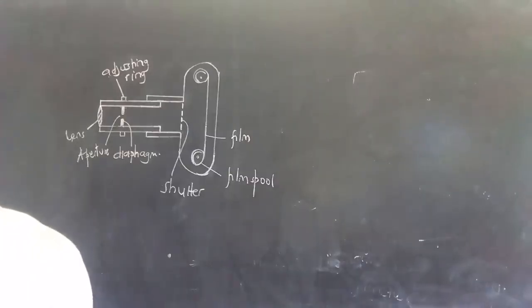Camera lens system refracts light from an object onto the screen. Next, the film is coated with a light-sensitive substance and is where the image is formed. Next, the shutter cuts off light where necessary, thus controlling exposure time.